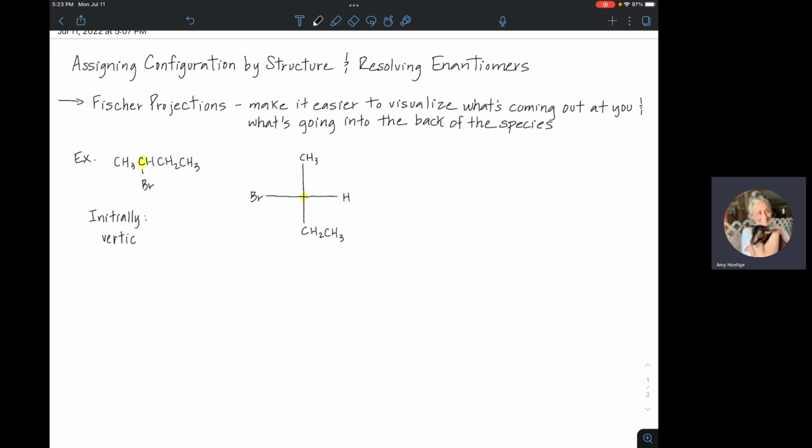So initially, your vertical bonds on the cross indicate that those groups are going back, and horizontal lines, in other words, the bonds that are hooking up to the bromine and the hydrogen there, those are coming forward, like they're about to give you a big hug, right?